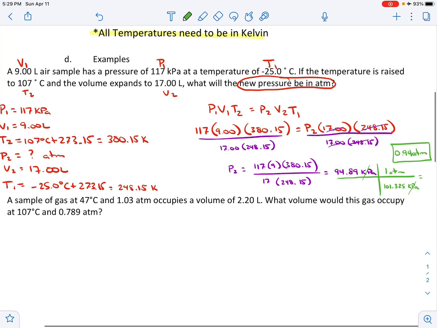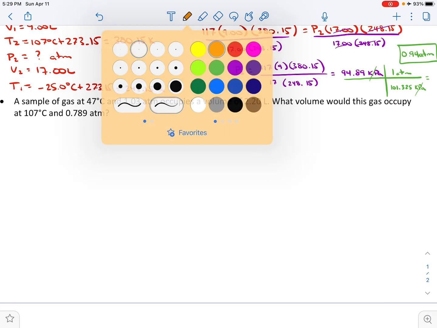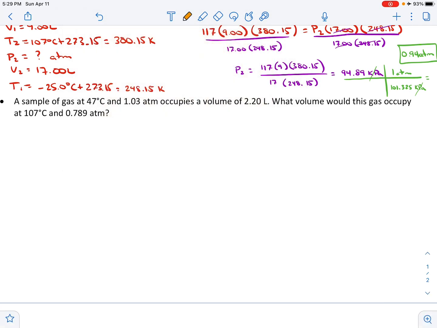Let's check this next one out. Gonna have to go with a different color since we're so close there. All right, let's start with orange here. All right, so a sample of gas. Ooh, there's T1 because it's a temperature. 1.03, there's a pressure. Occupies a volume, V1. What volume? We're looking for V in this one. And there's T2 and there's P2.